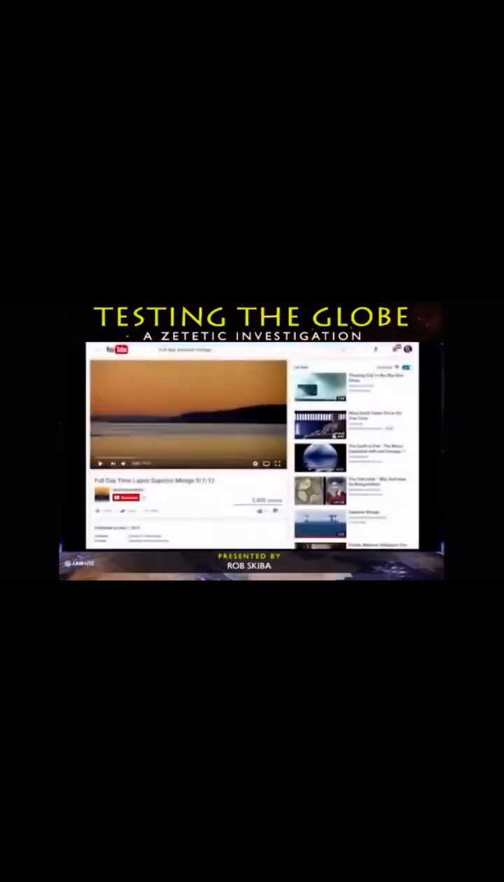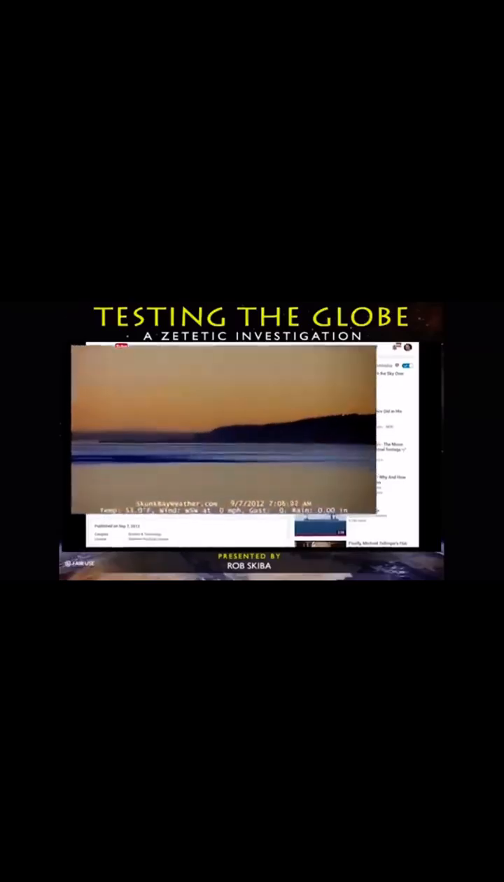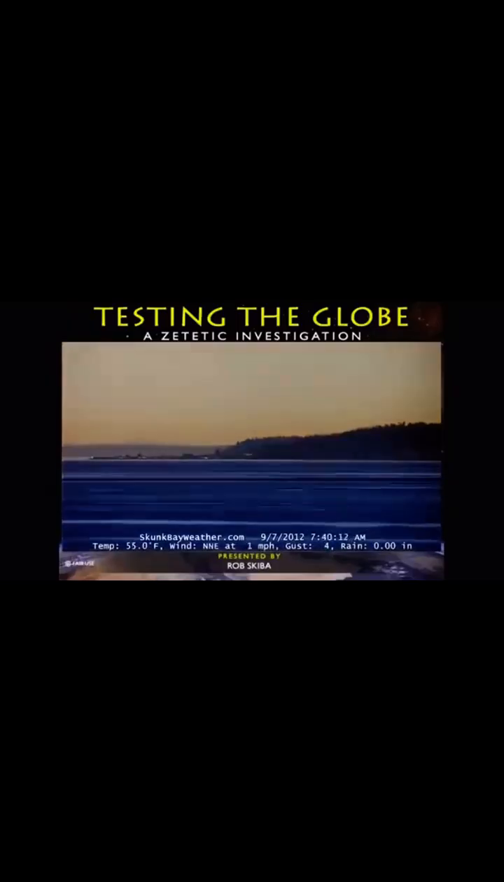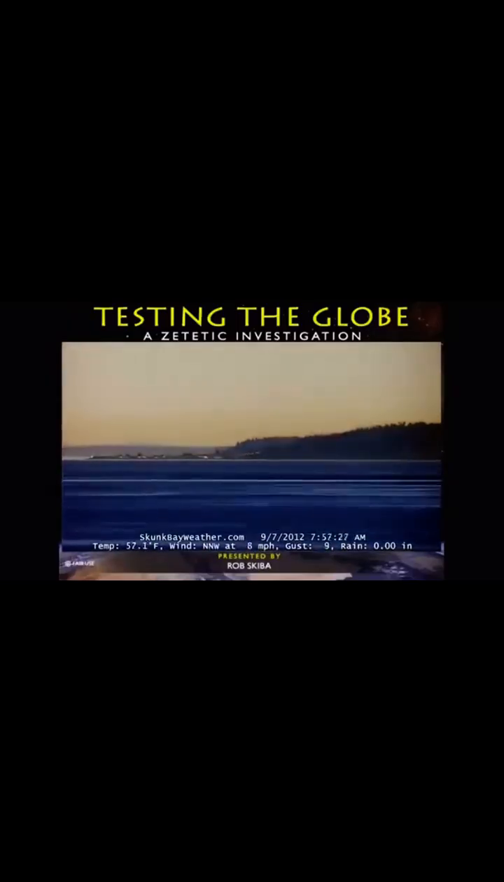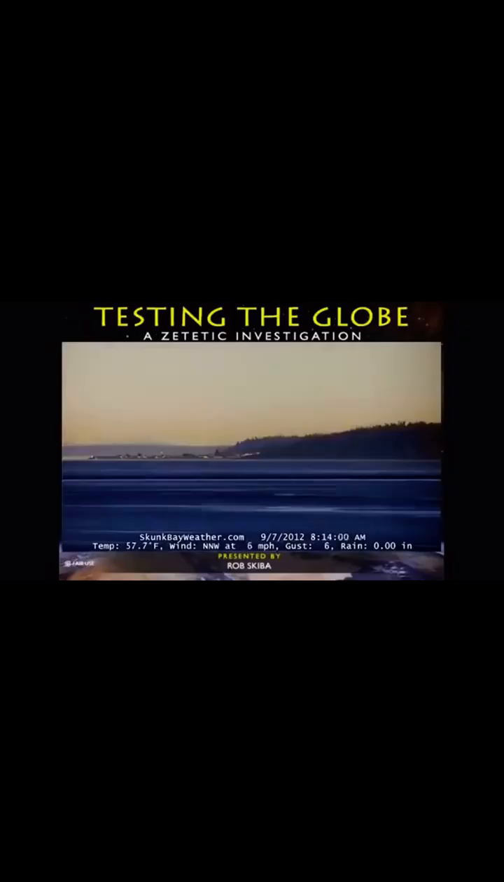Here's an interesting video I saw online regarding a full-day time-lapse revealing superior mirages. Now, this is quite extraordinary, actually. This is from skunkbayweather.com, September 7th, 2012. Notice the buildings and the shoreline here over on the left. Keep your eye on that. Just watch that, and the mountain in the background.